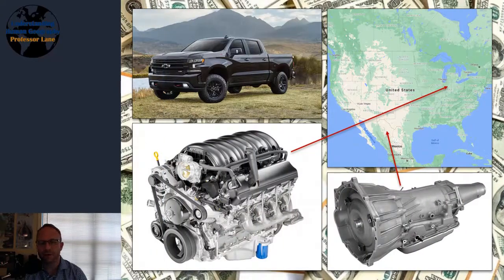For example, the Chevy Silverado is assembled in the United States. Its engines, in particular, are manufactured in Dearborn, Michigan, but its transmission is built in Mexico. Each of these operations is owned and operated by Chevrolet, but located in specific areas to take advantage of access to resources, markets, and labor.